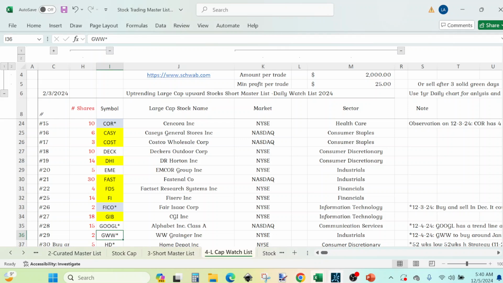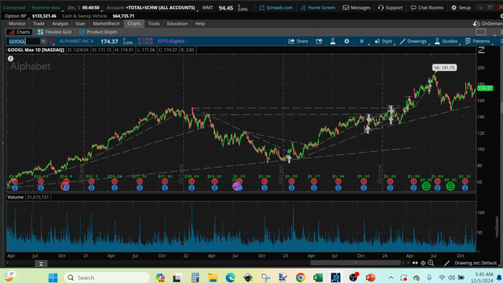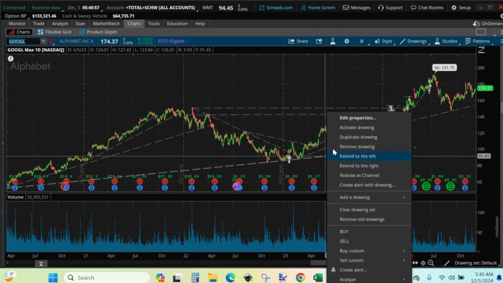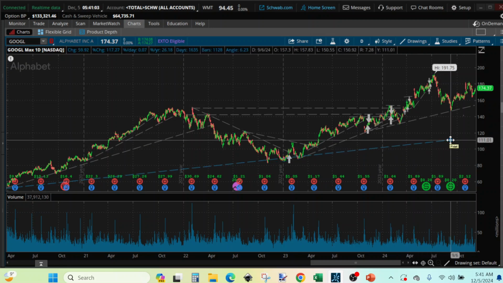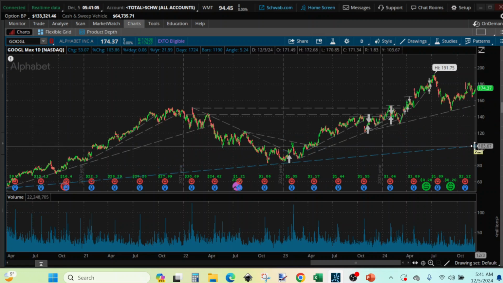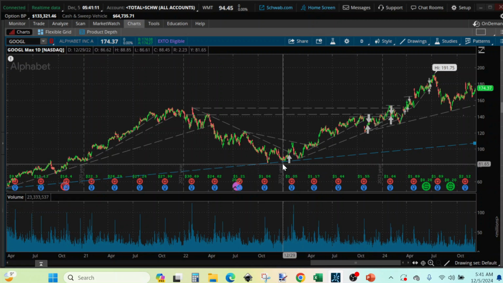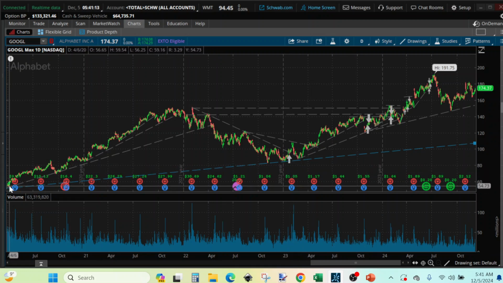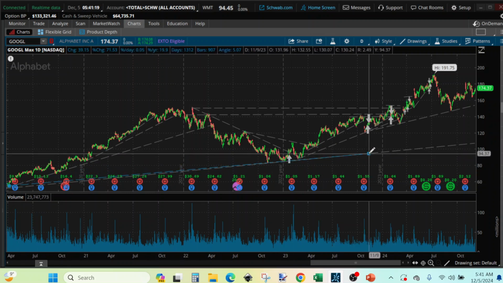So we'll go to Google. It seems like we have been using the maximum daily chart more so to set our entry and exit. So for Google, we have this line that I don't know where it came from, but it could be from the maximum monthly chart. And we can put it there. And we do have, okay, so we are seeing a low here.